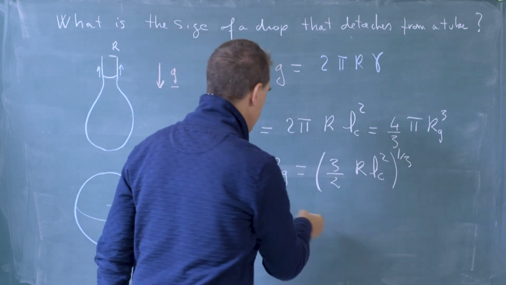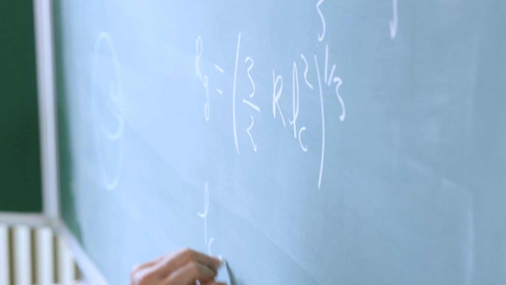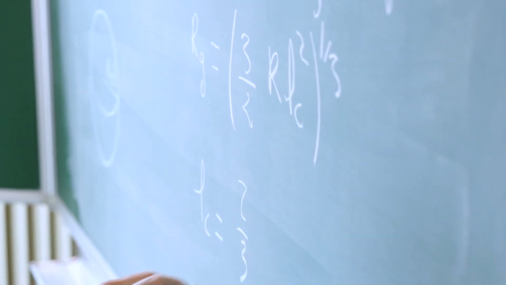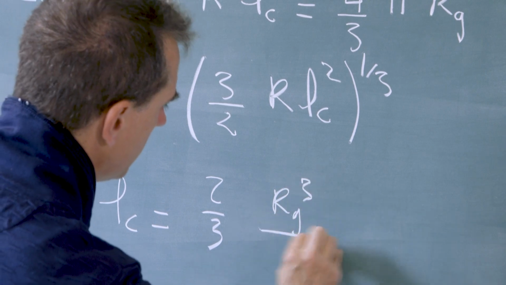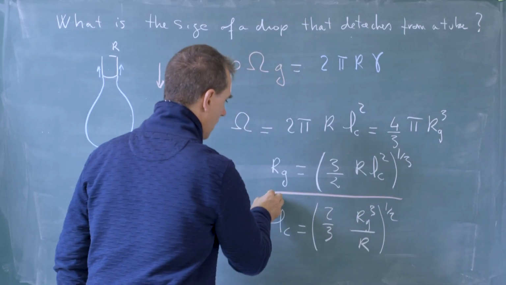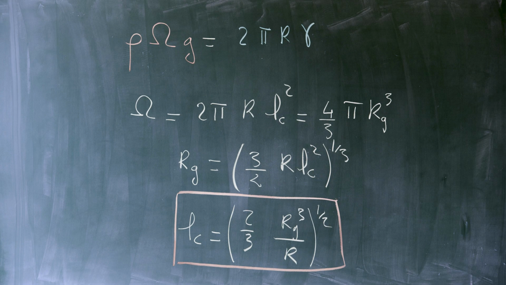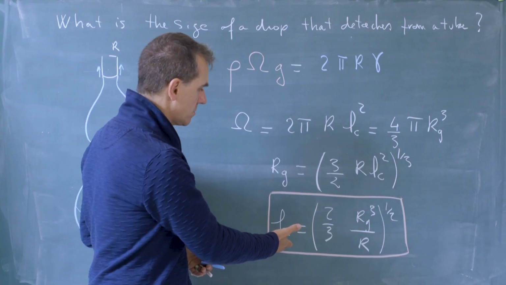So what we have found here is the relation between R, LC, and Rg that we can rewrite as LC being equal to 2/3 of Rg cubed divided by the radius of the tube, to the power 1/2. And here you get a very simple method to determine the capillary length of the liquid, because in order to reach this length LC, the only thing that you need to measure is the radius of the drop that detaches and the radius of the tube that you almost impose. And by using this ratio, this gives us an evaluation with very simple means of the capillary length LC.